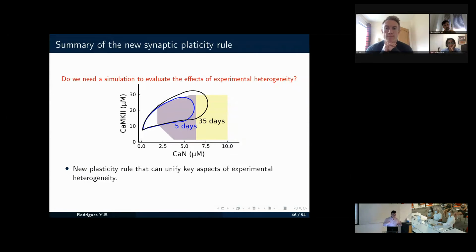So right now, we have a new plasticity rule that can unify key aspects of experimental heterogeneity. Okay, this new plasticity rule also can reproduce experiments in 10 different papers. It is really nice. So it has certain robustness of the amount of curvature that it can encompass, and right now I'd like to make some conclusions of this new concept.